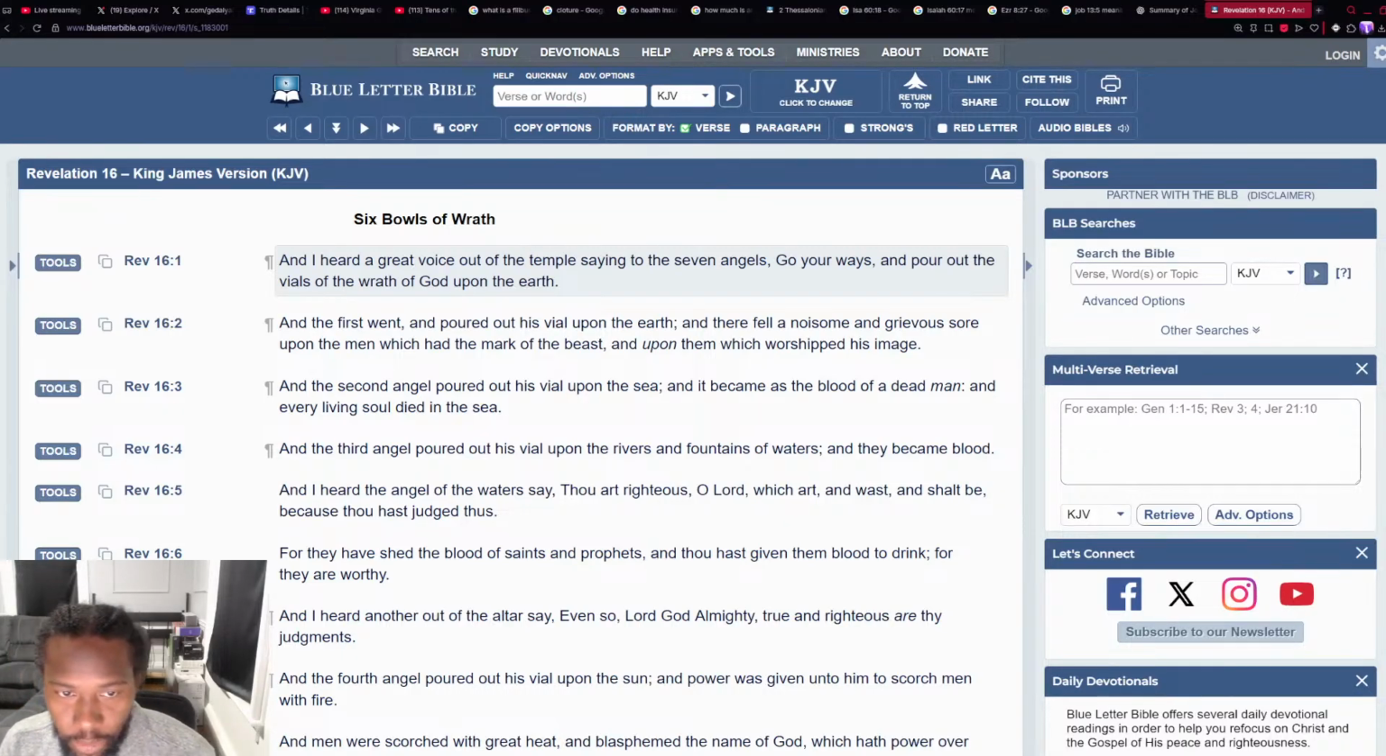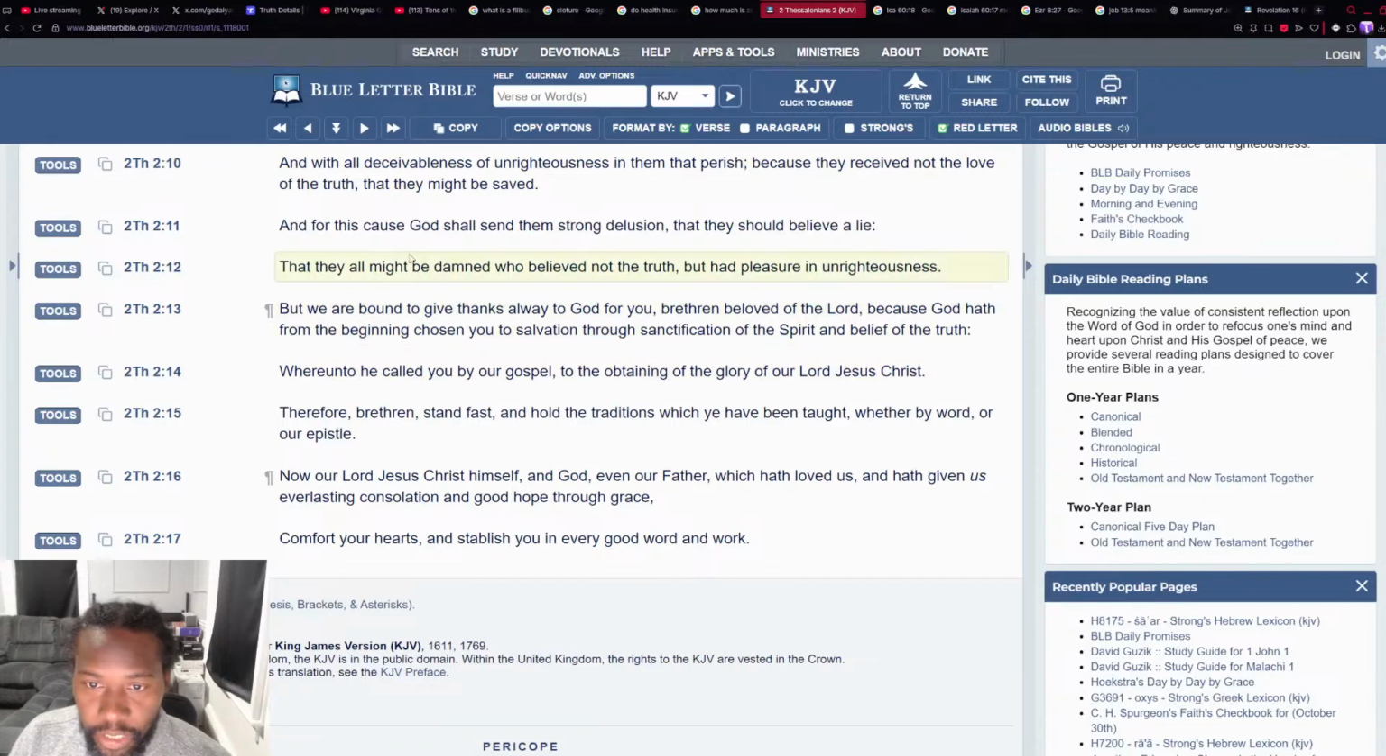Revelation 16:2. I saw it at the top, and I heard a great voice out of the temple saying to the seven angels, go your ways and pour out the vials of the wrath of God upon the earth. And the first went and poured out his vial upon the earth. And there fell a noisome and grievous sore upon the men which had the mark of the beast, and upon them which worshipped his image. And that's what y'all going to do. You're going to worship his image because you receive and you believe not the truth.